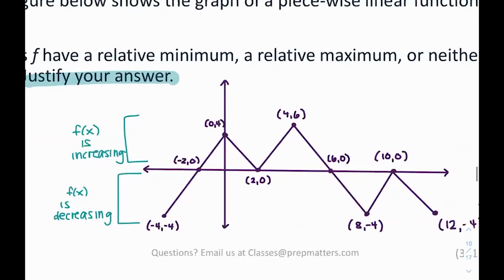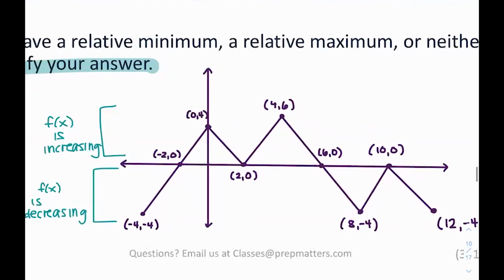So if we look at this x equals 10 x value right here, the derivative is equal to 0 at x equals 10. But to the left of x equals 10, this derivative is negative. So the function is decreasing. To the right of x equals 10, the derivative is still negative. So the function is still decreasing.